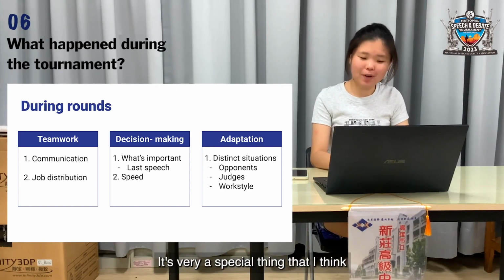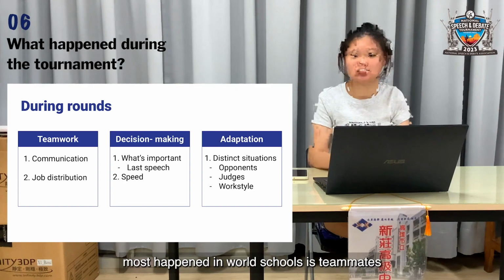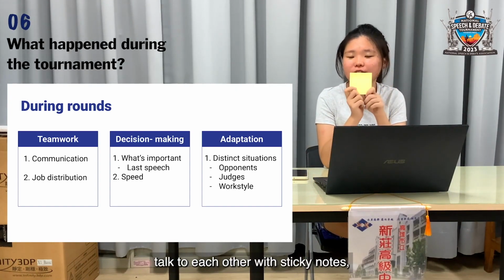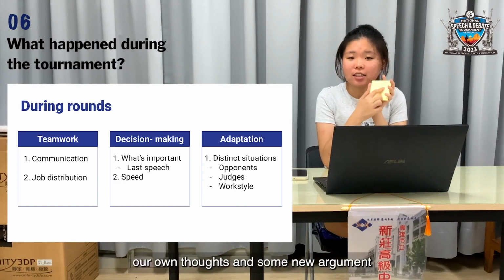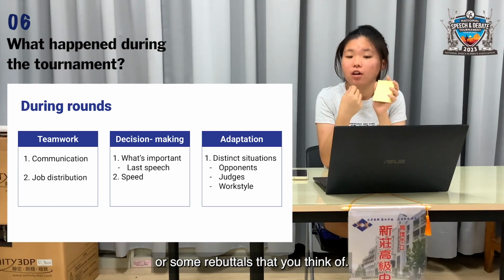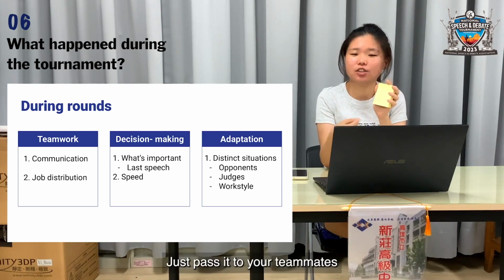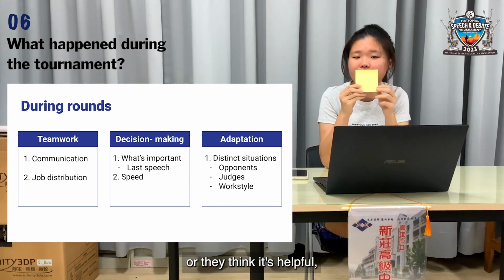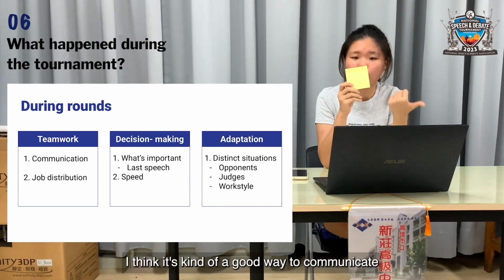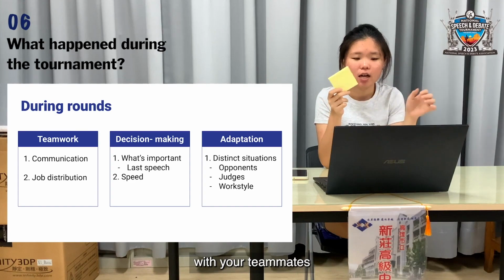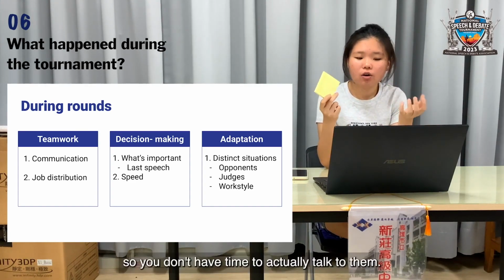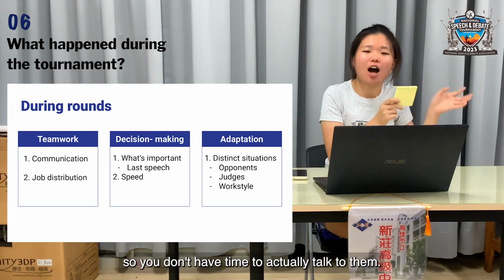It's a special thing that I think most happened in World School: teammates talk to each other with sticky notes. We write down our own thoughts and some new arguments or some rebuttals that you think of, just pass it to your teammates, and then we use it if they think it's necessary or they think it's helpful. I think it's kind of a good way to communicate with your teammates because there is no prep time in World. So you don't have time to actually talk to them.